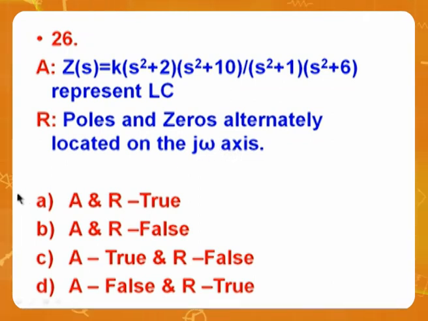So what are the options that you can have? Both A and R are true. Yeah, seems to be true because a pole is coming first, then zero, then pole, then zero. All are on the j-omega axis, that's good. Poles and zeros alternating on the j-omega axis, that is also true. So the option is either A or B because both are true. Both are true is the best thing. So this is the answer we have.